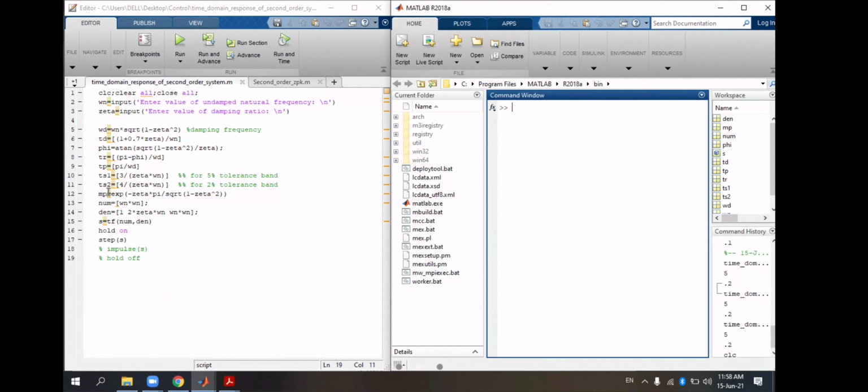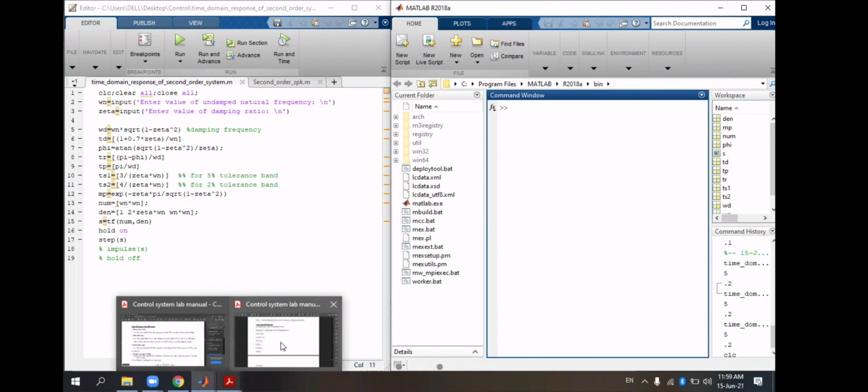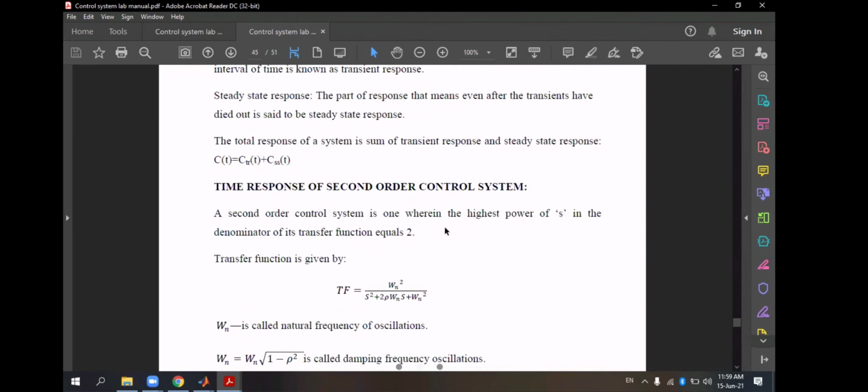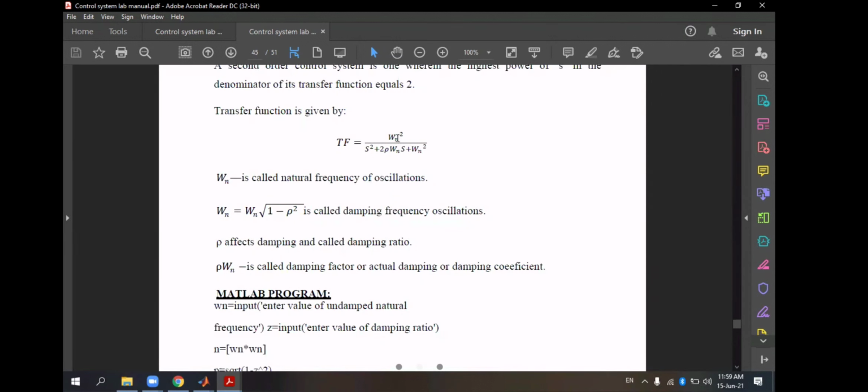Then the peak overshoot Mp is equal to e raised to minus zeta by square root of 1 minus zeta square. This is for calculating the transfer function. Our numerator in the transfer function is omega n square, and in the denominator s square plus 2 zeta omega n s plus omega n square.